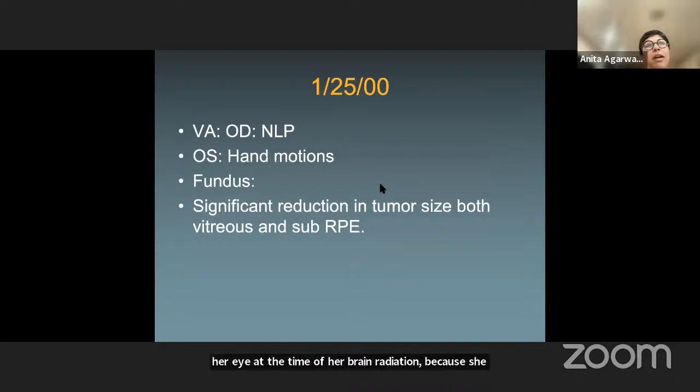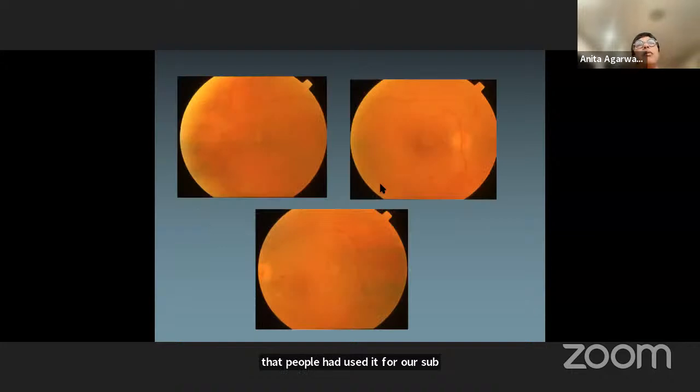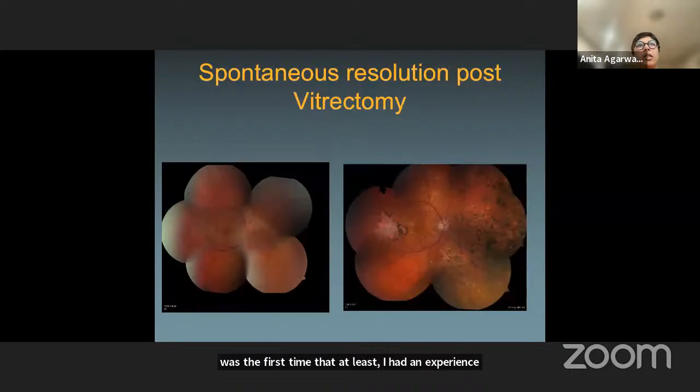At this time, there was no evidence that people had used it for subretinal or retinal tumors. We injected her with methotrexate, and this was her tumor just about 3 to 4 weeks later. All the lesions disappeared. Prior to this, the people in Oregon had used it mainly for vitreous lesions and not really for retinal lesions. This was the first time that I, at least, had an experience of using it for retinal lesions.